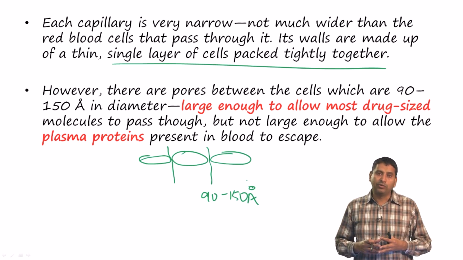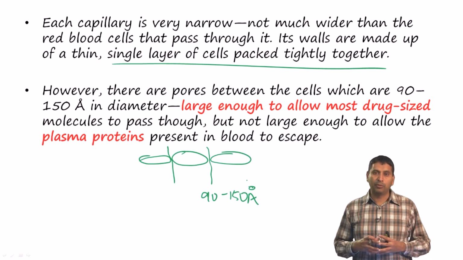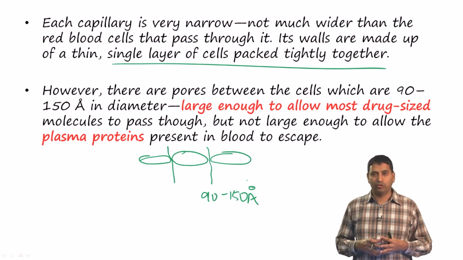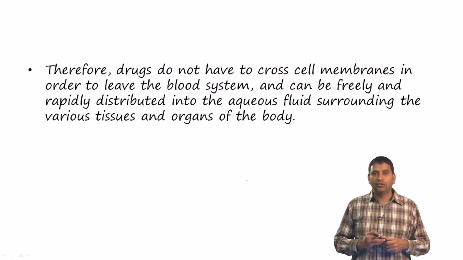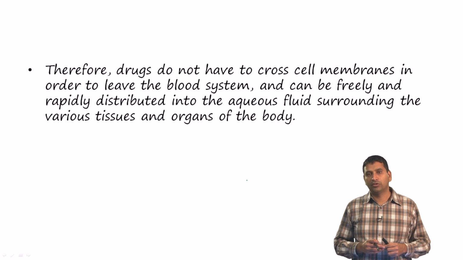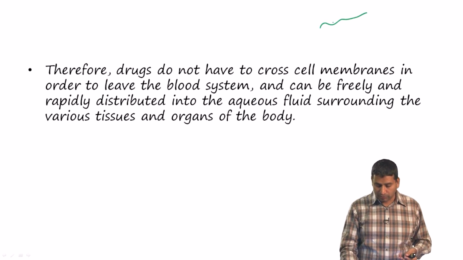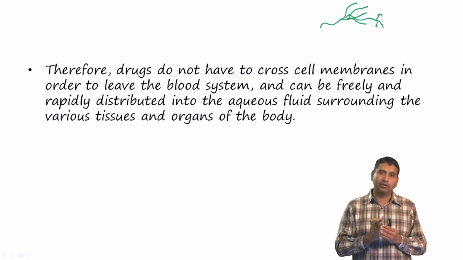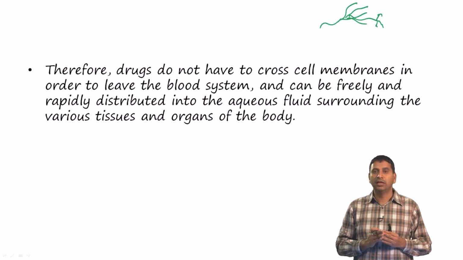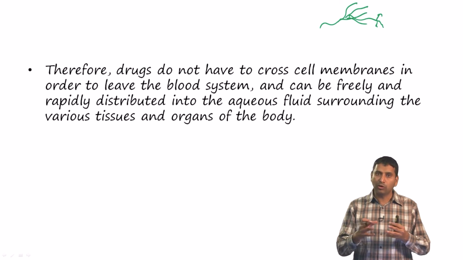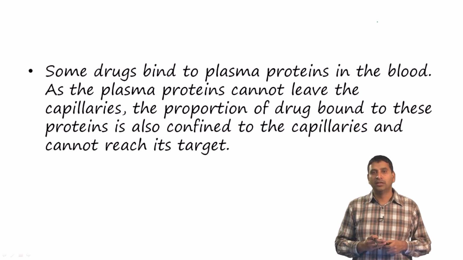But large molecules such as proteins and plasma proteins continue to remain in the blood, and they do not leak into the tissue. So, therefore, drugs do not have to cross cell membranes in order to leave the blood system. So, once the capillaries are there, after this they can just, through diffusion, permeate out through those gaps, okay, and they can be freely and rapidly distributed into the aqueous fluid surrounding the various tissues and organs of the body.